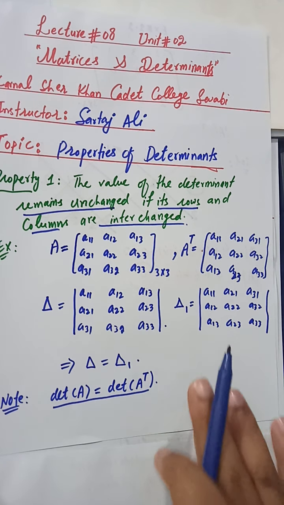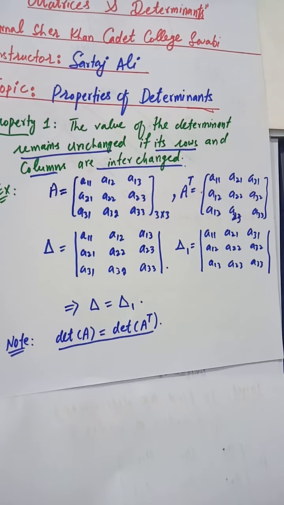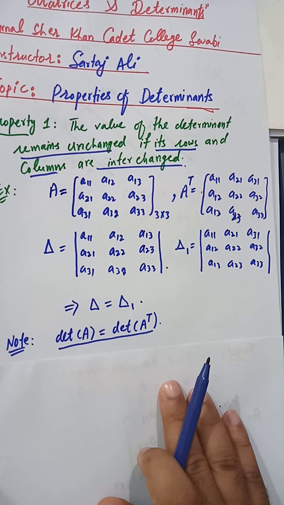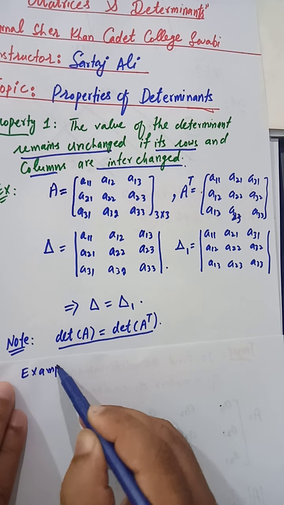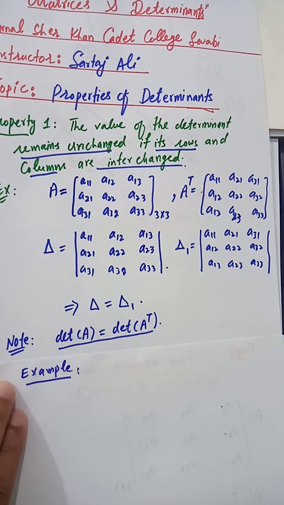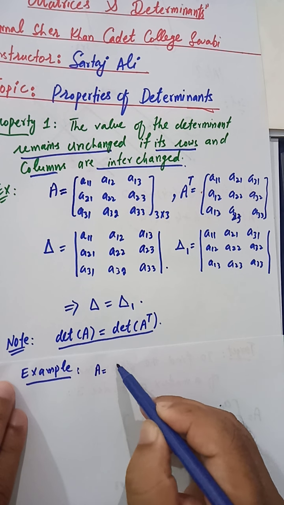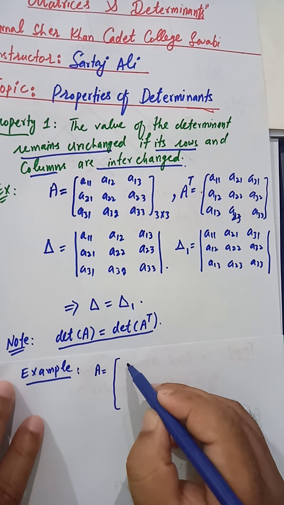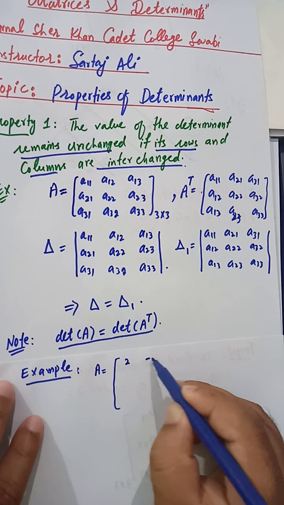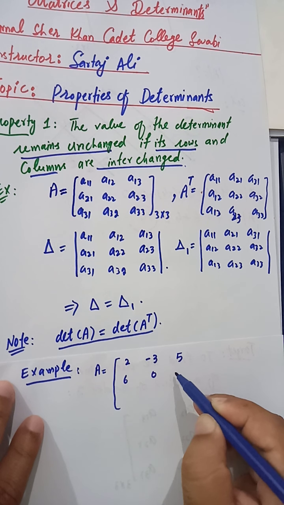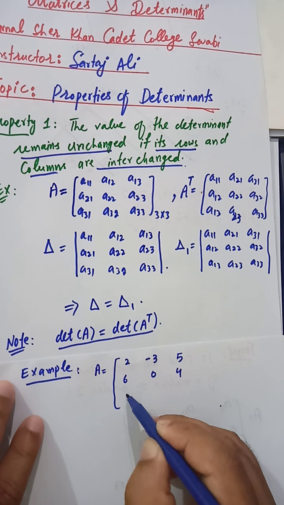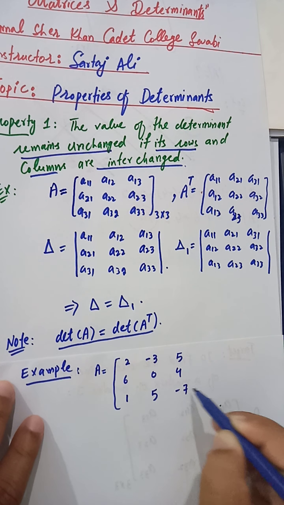So this is true for all square matrices of any order, but we are considering order 3 matrices. So I am taking an example for property number 1. Let's say we have a matrix of order 3 by 3 which contains the elements in the first row 2, minus 3, 5. The elements of matrix A in the second row are 6, 0, 4, and in the third row the elements are 1, 5 and minus 7.